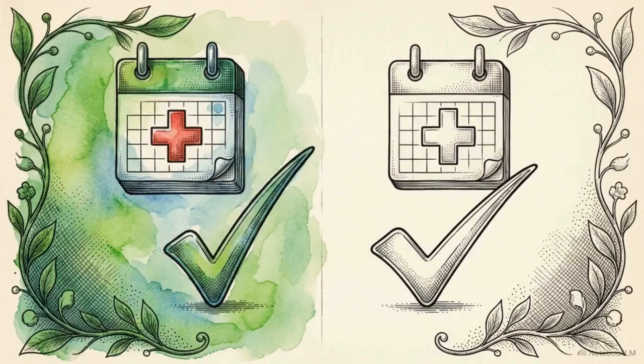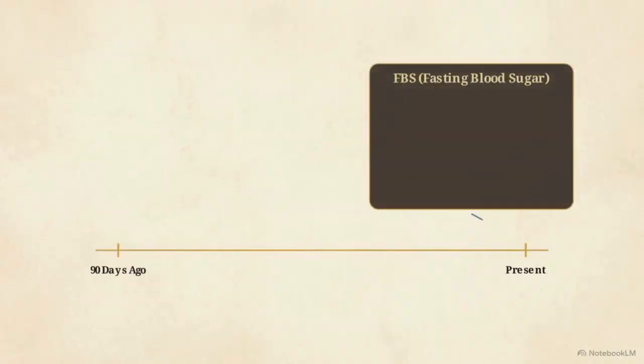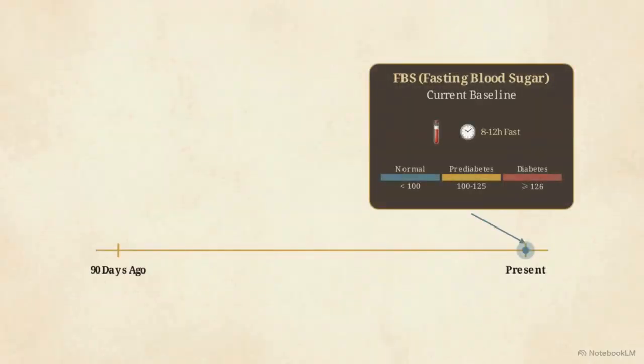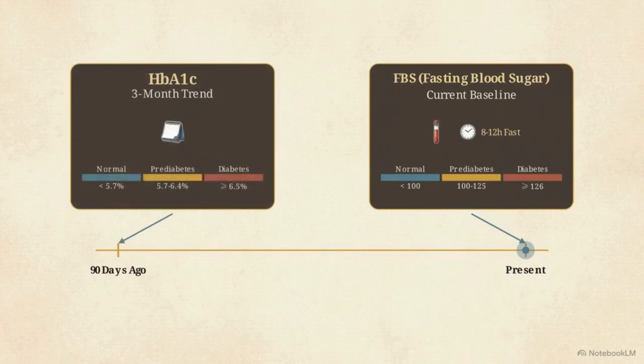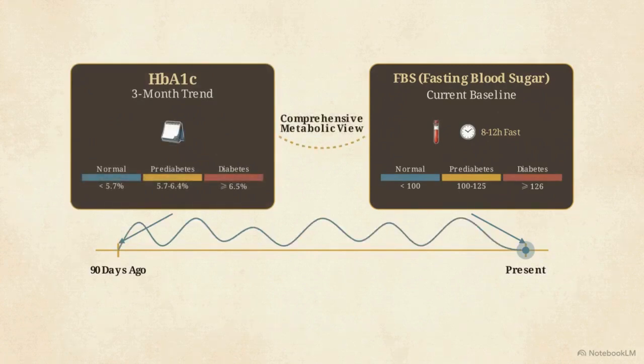On the left is the routine optimizer profile. This is someone with no immediate symptoms who just wants an annual checkup. If this is you, ask your doctor for an FBS to establish a clean current baseline and pair it with an HbA1c to verify your 3-month historical trend. Now look at the right side.